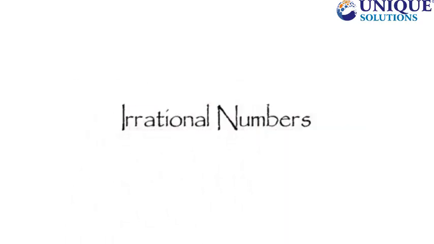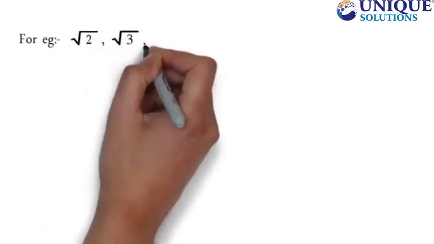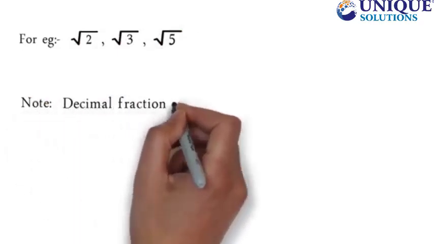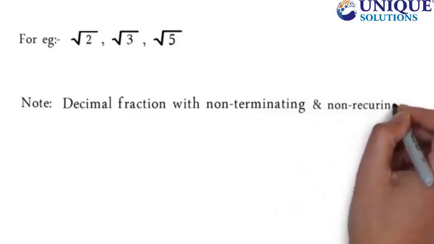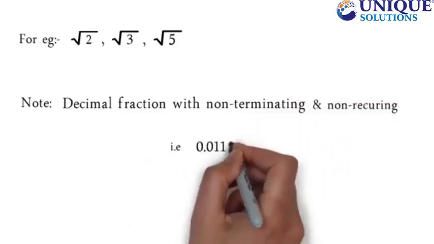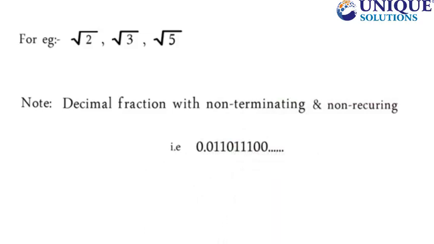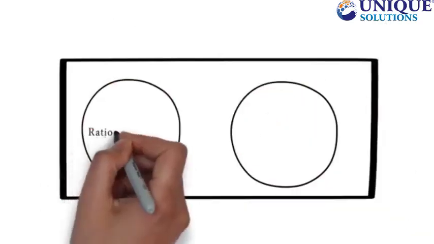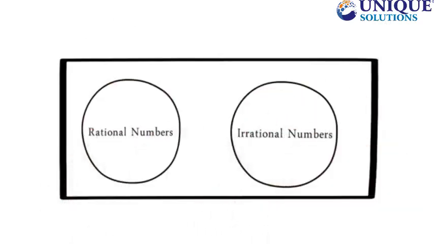Irrational numbers. Numbers which are not rational numbers are called irrational numbers. For example, square root of 2, square root of 3 and square root of 5. Note: decimal fractions that are non-terminating and non-recurring, that is 0.011011101110 and so on. Now we will start with our actual topic, real numbers. Rational numbers and irrational numbers.